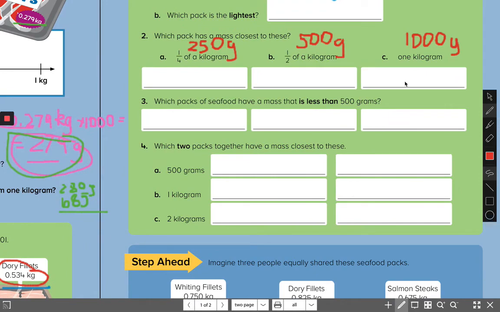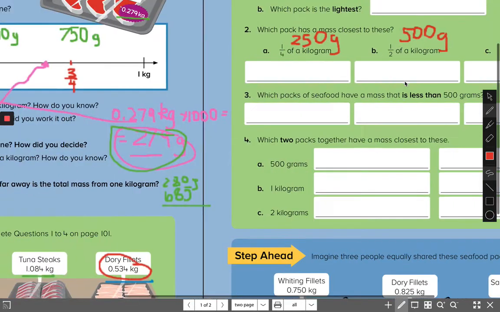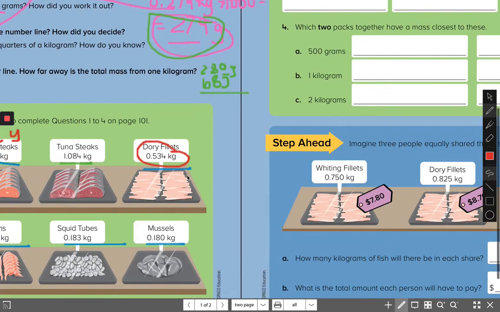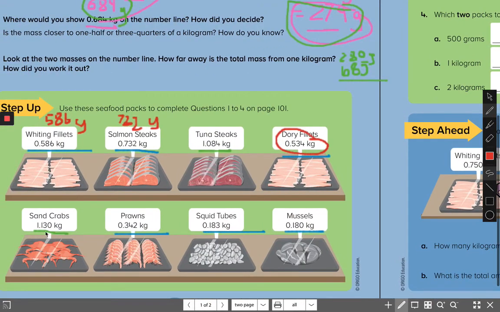Okay, and 1 kilogram, you just have to decide that as well. Look at the values. Is it 1,130 kilograms or 1.084 kilograms? I think tuna steaks would be closest to the kilogram rather than sand crabs.